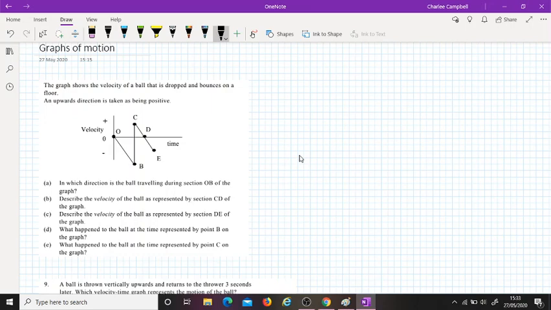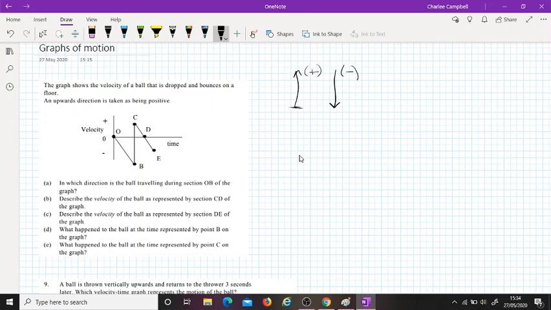The graph shows the velocity of a ball that is dropped and bounces on the floor. An upwards direction is taken as being positive. So up is positive and down is negative. It might actually help you to draw a diagram. If we're saying that upwards is positive, downwards is negative, and that just keeps us right.